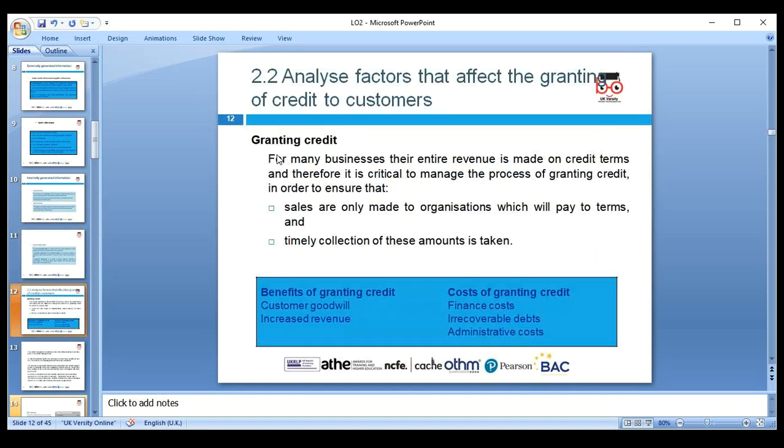Okay, then 2.2: we can look at the benefits of granting credit.